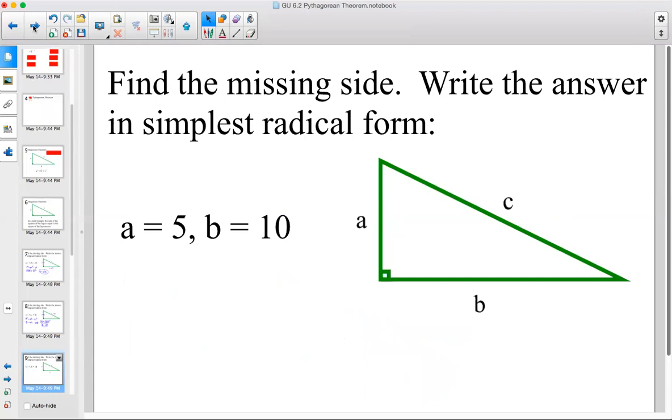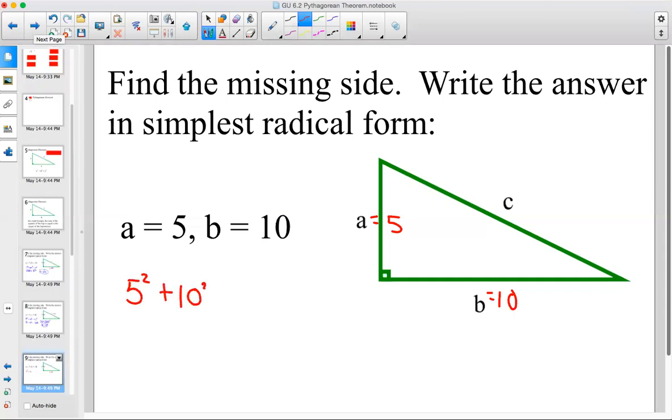All right, here's where we got A equals 5 and B equals 10. You solve for C. We got 5 squared plus 10 squared equals C squared. 25 plus 100, 125 equals C squared. I take the square root of both sides, and I'll get C by itself.